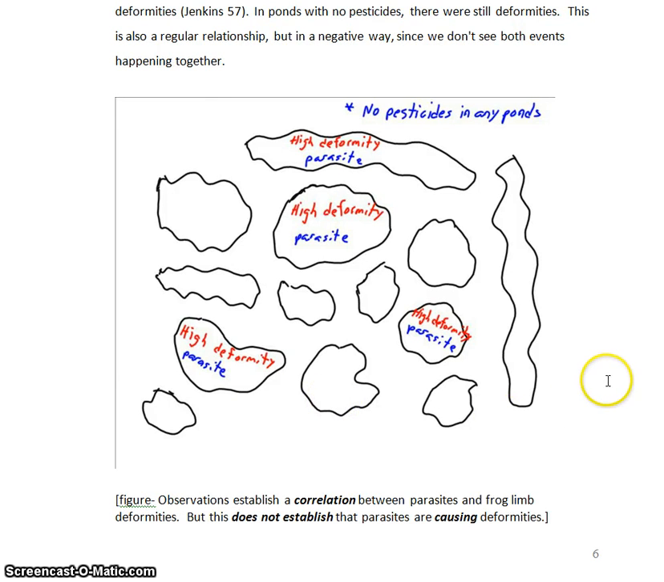So a study like this can establish a correlation between two things. In this case, because frog deformities and parasites show up together in the same ponds, scientists say that these two things, deformities and parasites, are correlated. So when two things are correlated, it just means there's a regular relationship between the two. And because deformities and parasites show up together in the same ponds, we would say there's a positive correlation.